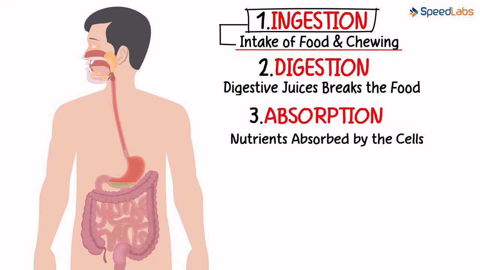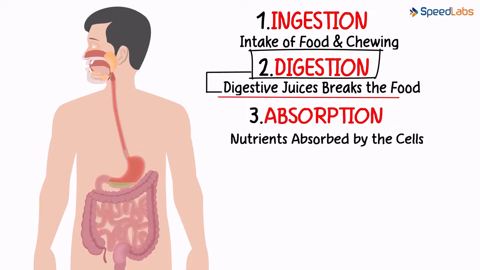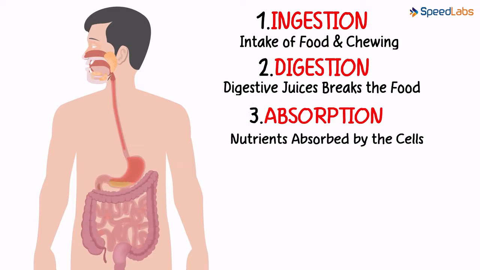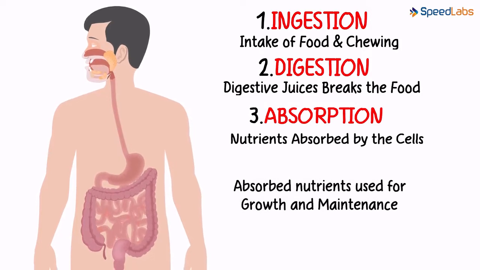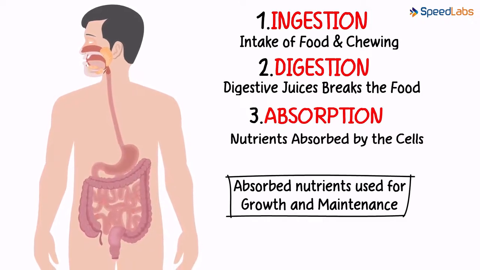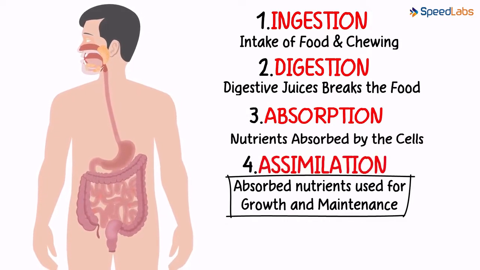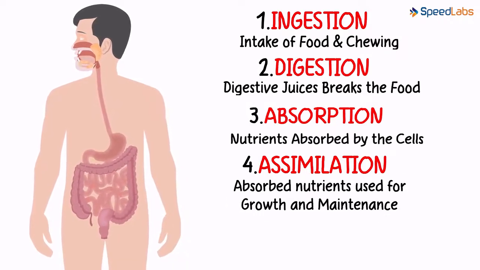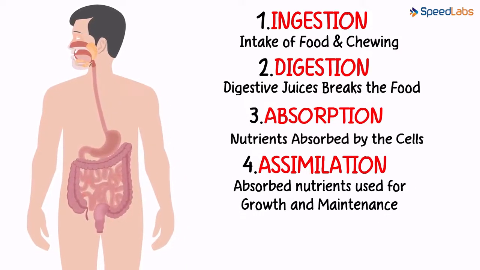Ingestion is intake of food, digestion is breaking it down to simple substances, and absorption is absorbing the nutrients by the cell. These simple food molecules are either stored or used to perform various functions. Functions like producing energy, building up of the body, and repairing it too. This part is called the assimilation. We say that the food is assimilated by the body, which means that it is consumed and utilized.